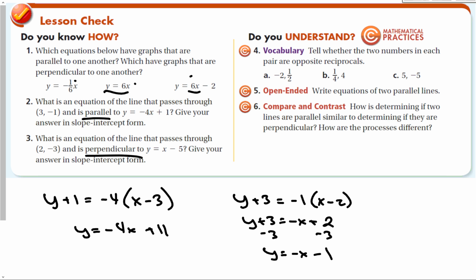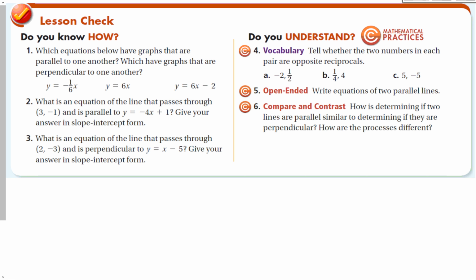Okay. Tell whether the two numbers in each pair are opposite reciprocals. Those two are. Those two are not. Those two are not. Now they are. Now they are. Okay. Write the equations of two parallel lines. That's easy. Doesn't even matter, as long as the slopes are exactly the same, the intercepts can be whatever you want them to be. And of course, we can change these and make them more complicated.